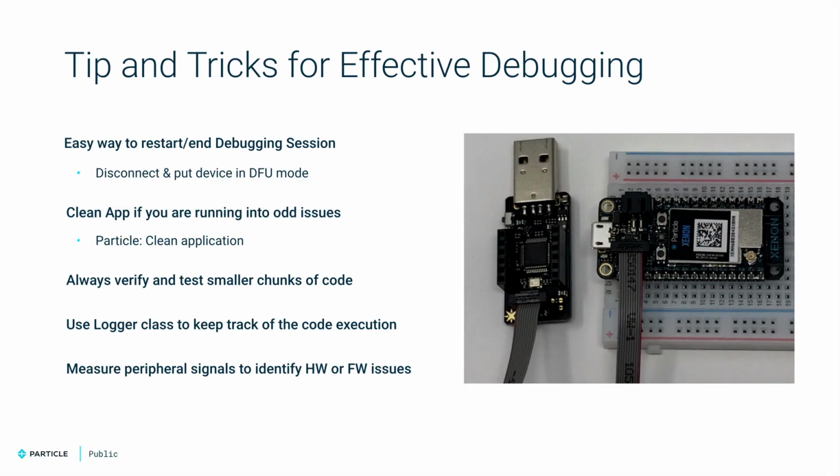One easy way to restart or end a debugging session is to put the device into DFU mode and then either restart or disconnect the debugging session. Note, if you are disconnecting and want to put the device back into normal mode, then just flash the application firmware. If any odd issues arise while debugging your application, use the Clean Application option, as that typically fixes issues. If the issue still persists, restart the debugging session.